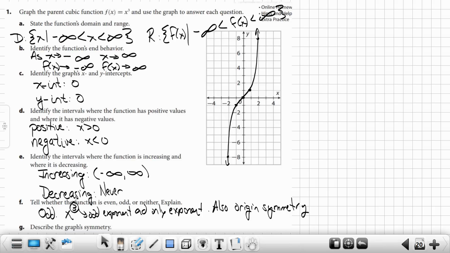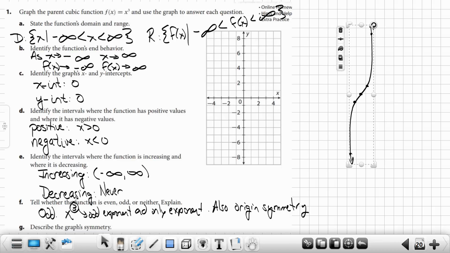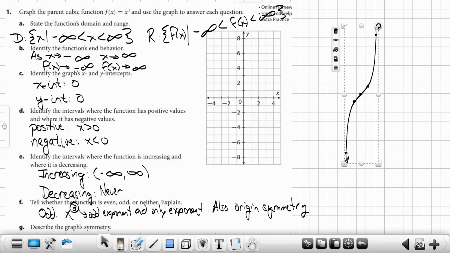If you guys don't recall what origin symmetry is, I can take the object, I can rotate it 180 degrees, and you can't tell that I rotated it at all. That's what makes it odd. That's what makes it odd also.